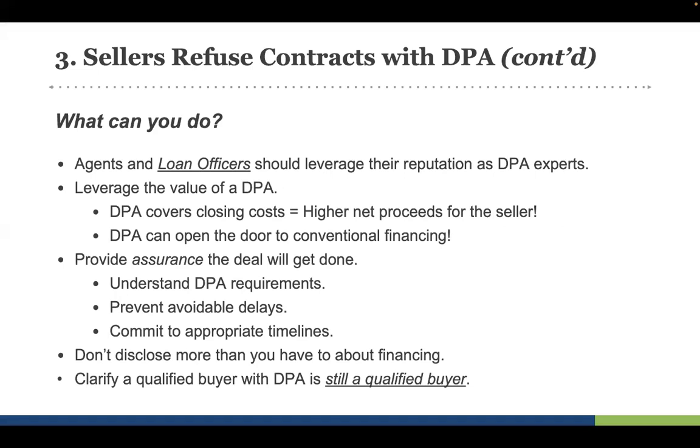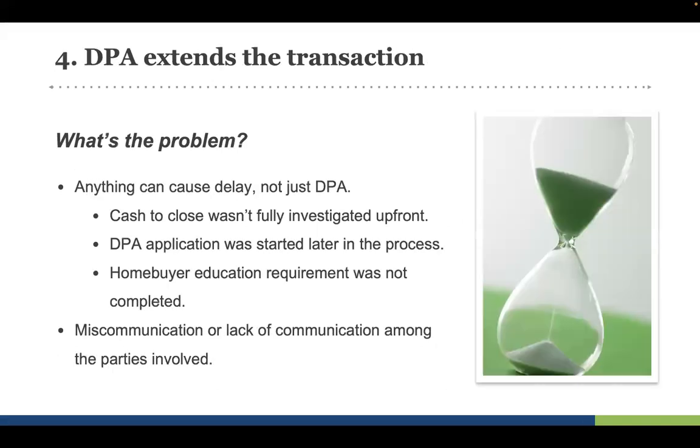And I do want to add, clarify for sellers and the agents representing them, a qualified buyer with down payment assistance is still a qualified buyer. A top producing DPA loan officer will tell us all the time, I don't care if you're putting 20% down conventional or 3.5% down FHA with a down payment assistance program, you're a qualified buyer. If I qualified you, you are a qualified buyer. So with that, let's move on to number 4.